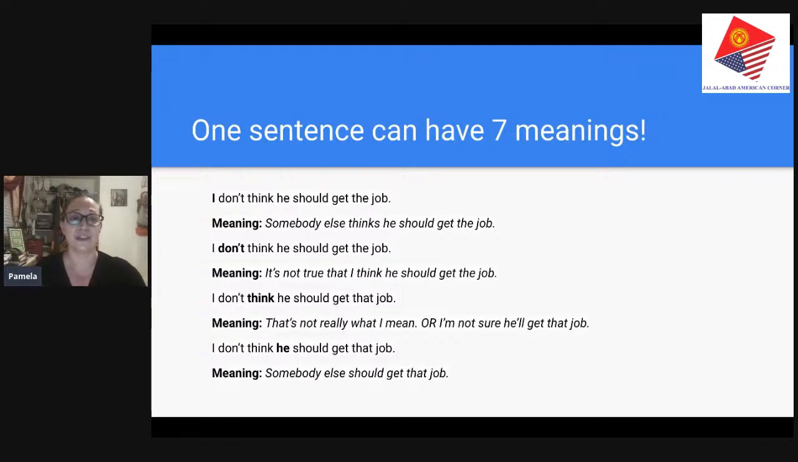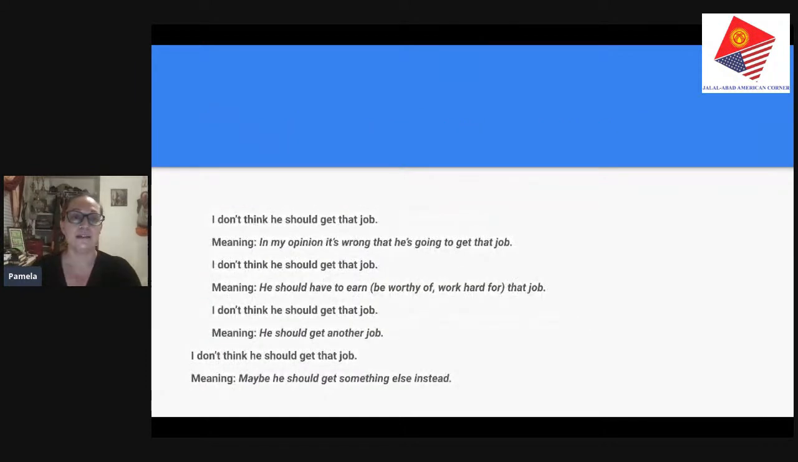The third one, I don't think he should get the job. That's not really what I mean, or I'm not sure he'll get that job. I don't think he should. I'm not sure. I don't think he should get that job. That means someone else should, right? She should get the job. You're stressing that. I didn't get the stress here, but I know where it is. I don't think he should get that job. So that means it's wrong that he's going to get it. I don't think he should get that job.